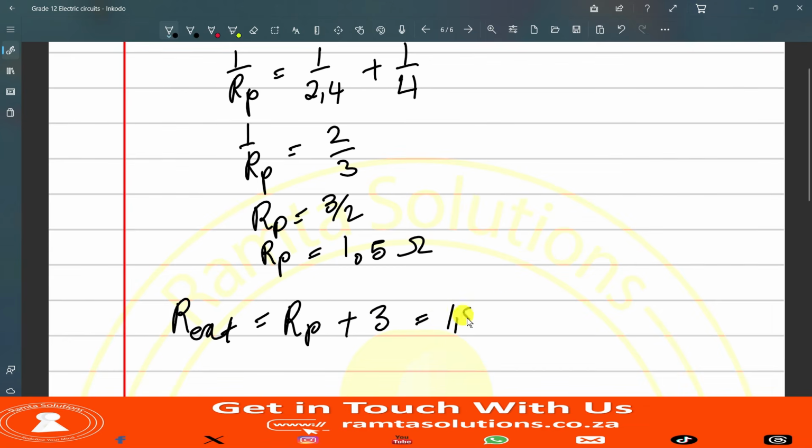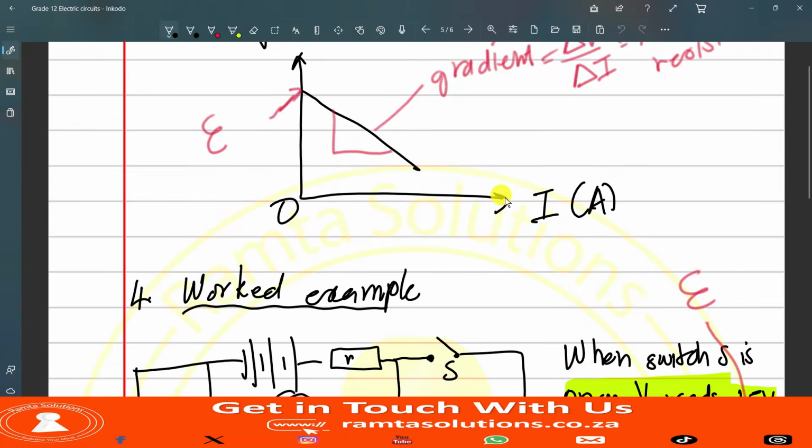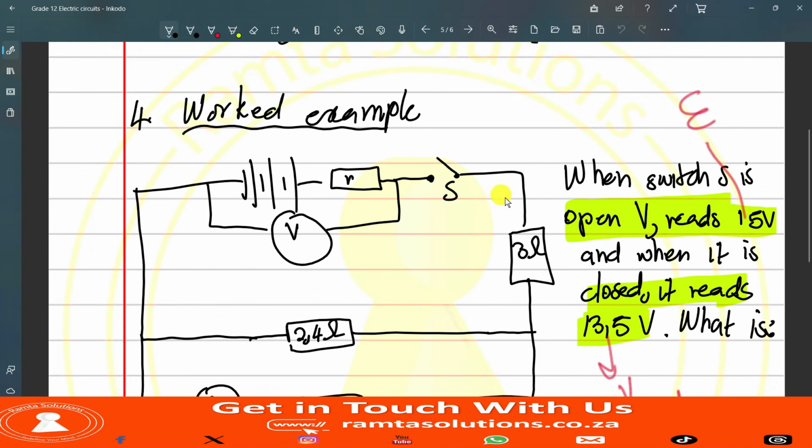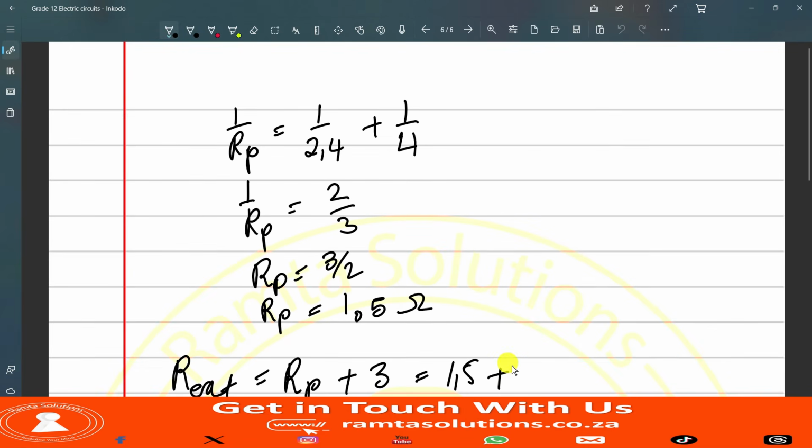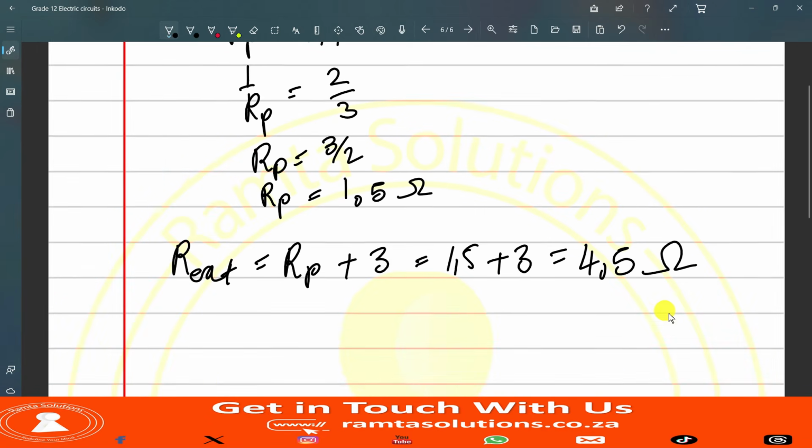What is this? 1,5 plus, hold on, was it 3 ohm or 4? Yes, it was this 3 ohm because it is in series with the parallel combination, right? So this is 1,5 plus 3, meaning our R external is 4,5 ohms, right? Is 4,5 ohms, isn't it? Perfect.